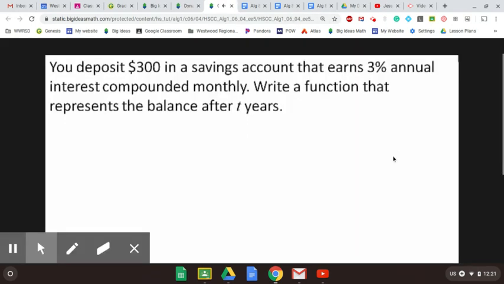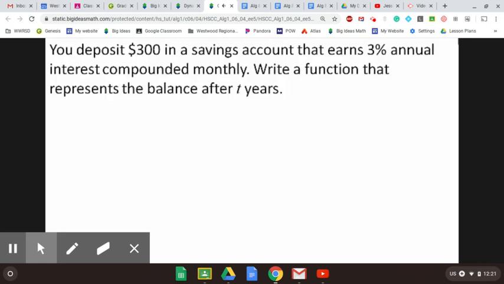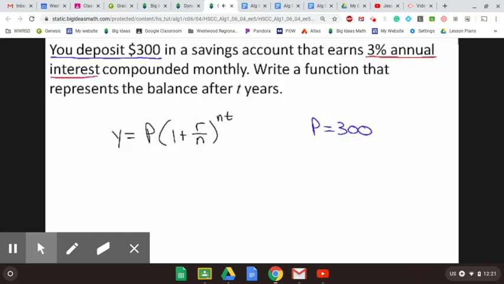You deposit $300 in a savings account that earns 3% annual interest compounded monthly. Write a function that represents the balance after t years. First, write the compound interest formula. Y equals P times the quantity 1 plus R divided by N to the N times tth power. Because you deposit $300, the principal P equals 300. Because the account earns 3% annual interest, the annual interest rate R equals 3/100ths. And because the interest is compounded monthly, N equals 12.